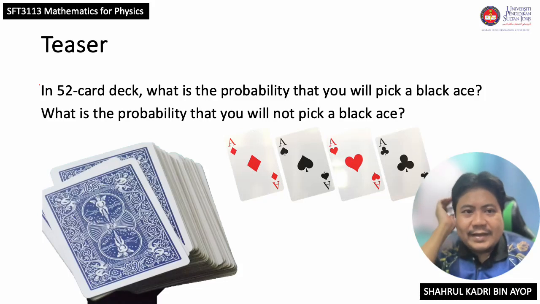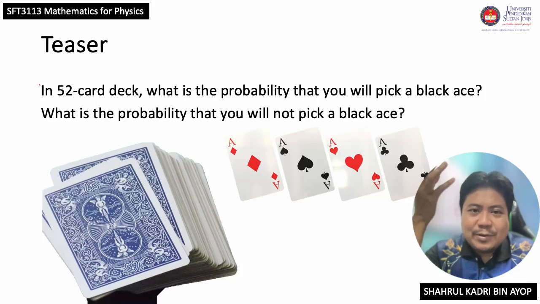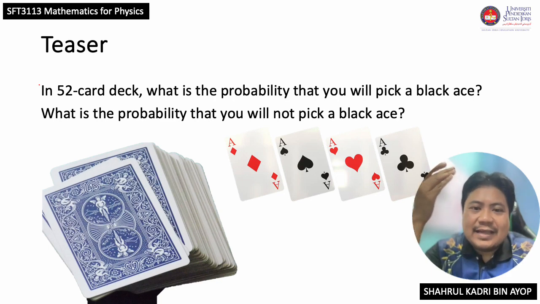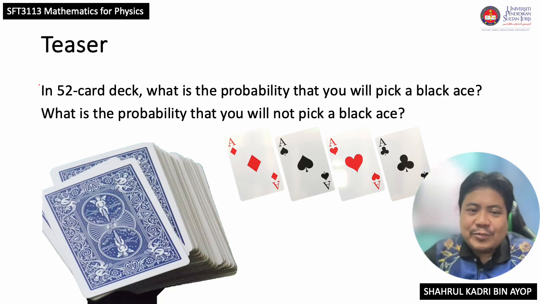In a 52 card deck, what is the probability that you will pick a black ace? And then, what is the probability that you will not pick a black ace? So we will learn how to answer this question.